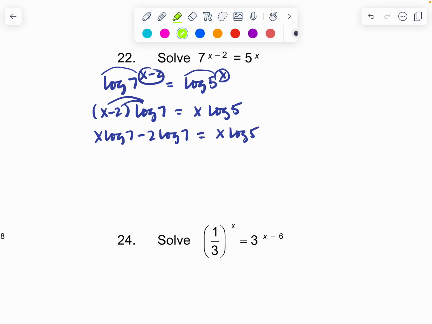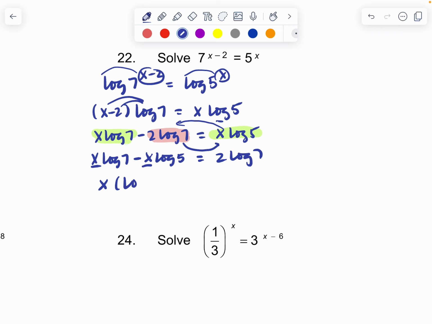And notice, same issue as the last problem. I've got an x on the left and an x on the right, so they really want to be together. So let's just bring this one over by subtracting it. So you'll get x log 7 minus x log 5. And then the other issue I have is that this little guy, the negative 2 log 7, doesn't belong there because it doesn't have an x. So I'm going to kick that one to the other side by adding it, so that would be 2 log 7. Okay? Now again, because both of these terms have an x in it, I can factor it out, leaving me with log of 7 minus the log of 5, and that equals 2 log 7.